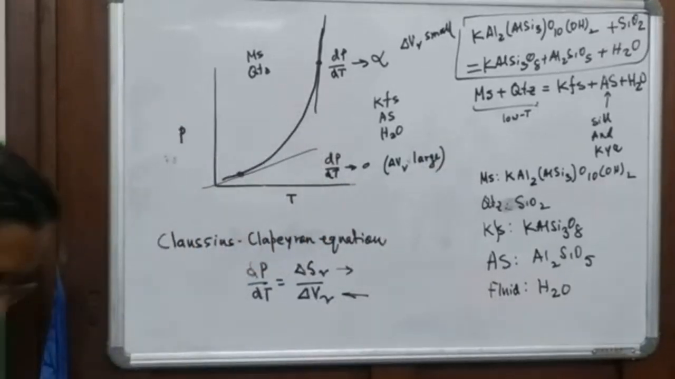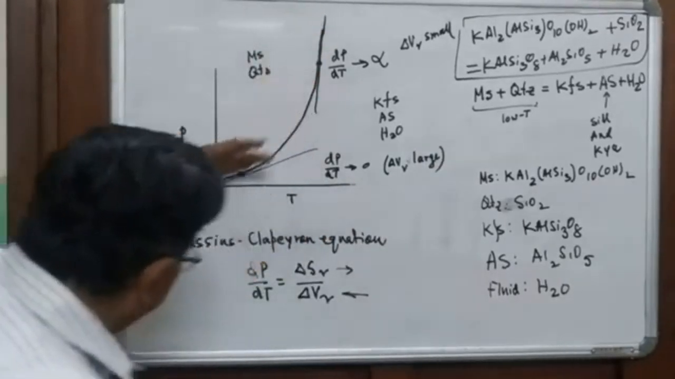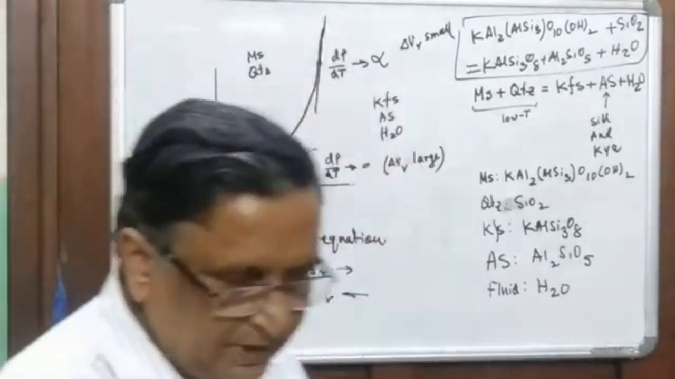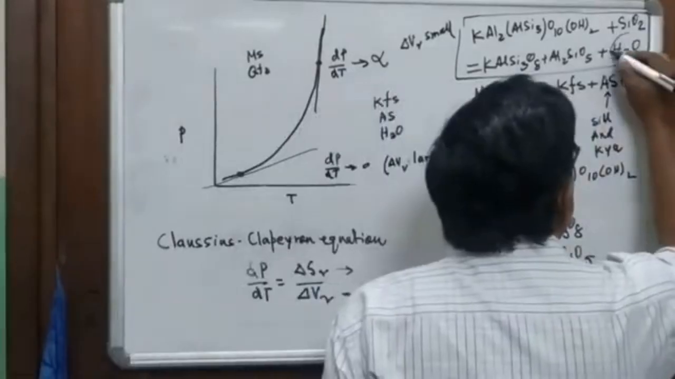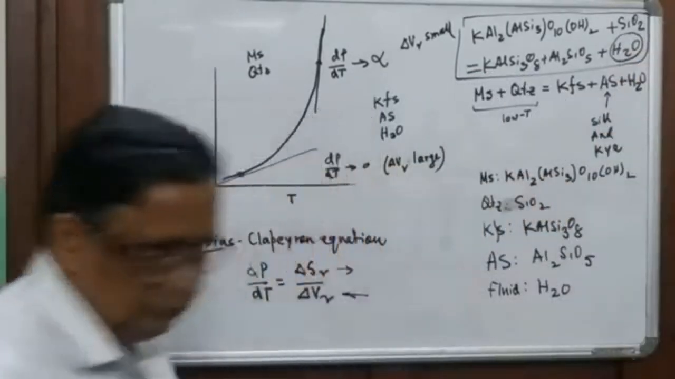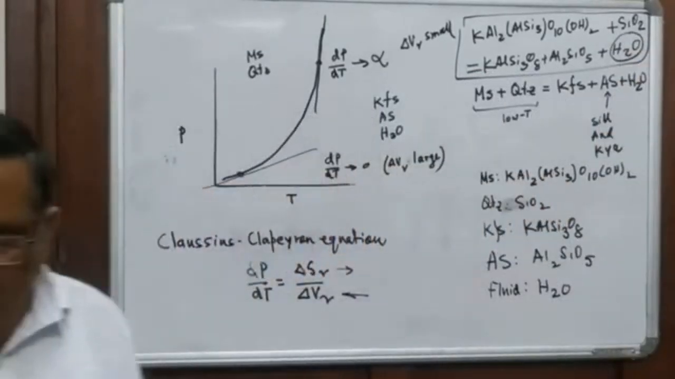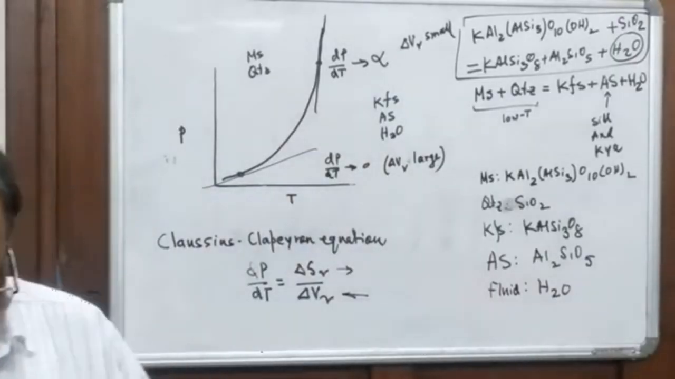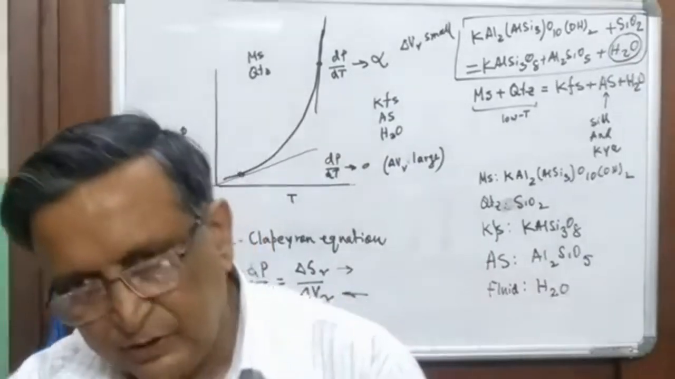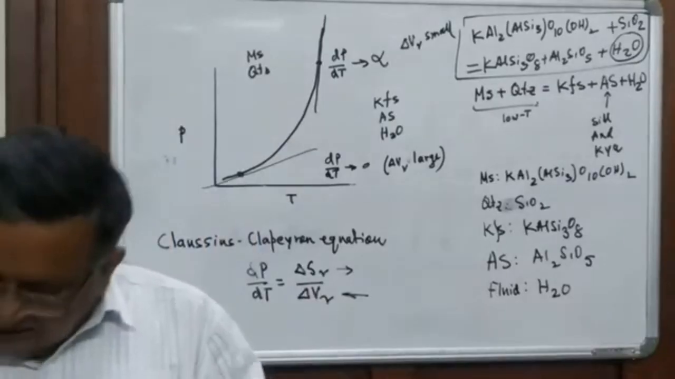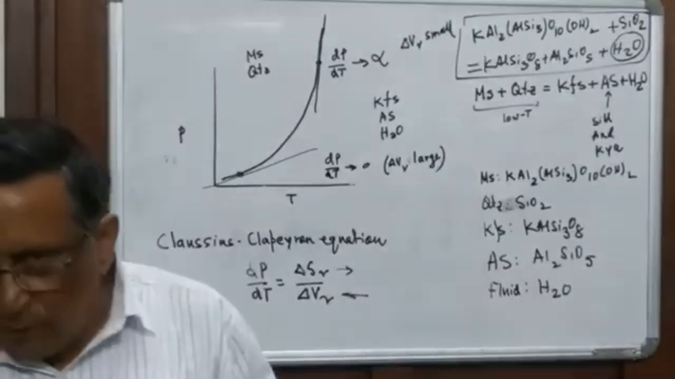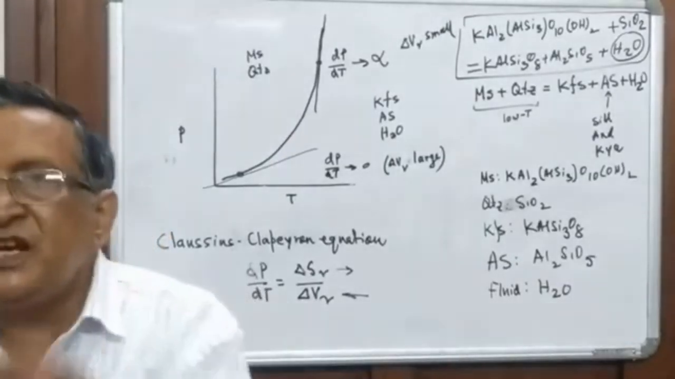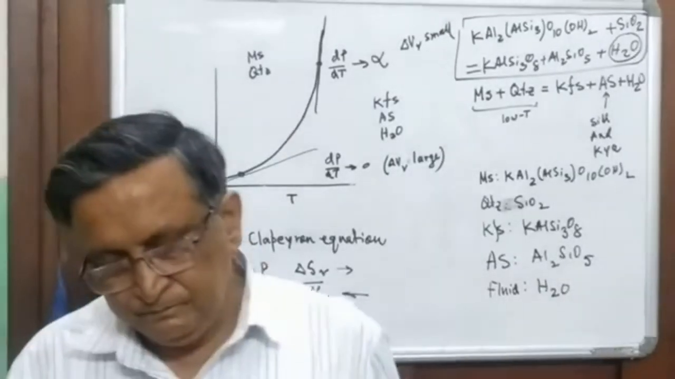Have you understood? So why this change of graph? It is because of a very simple reason: because of this gentleman called H2O. At very high pressure, H2O is a fluid, a highly compressible thing. So if you increase pressure, the molar volume of H2O decreases dramatically.